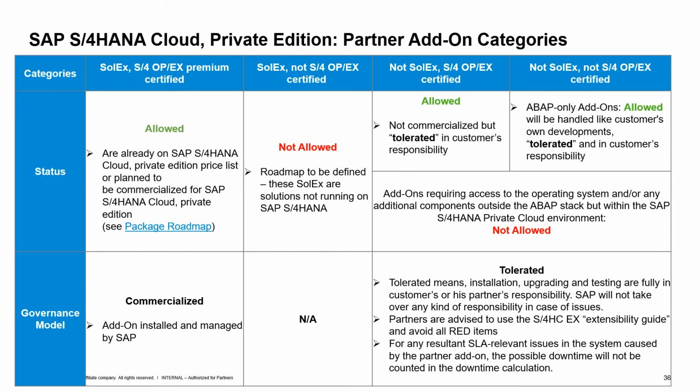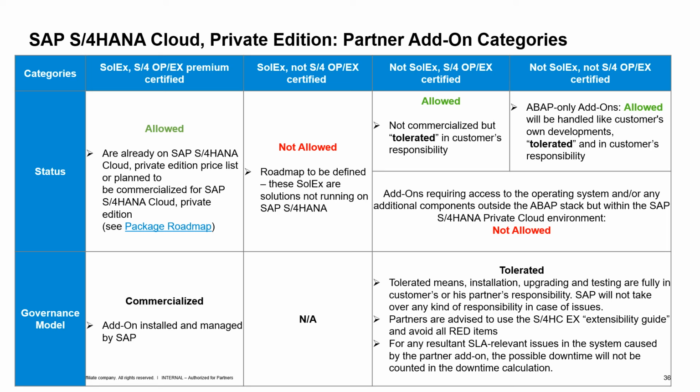Next, they're not SolEx, they're not S/4HANA on-prem or extended edition certified. So for ABAP only add-ons, they are also allowed. So this means your packages, extensions, and add-ons do not have to be certified or qualified, but they are tolerated by SAP. That means we'll allow it, but it's completely the customer's responsibility if something messes up, because we won't touch it. Okay?